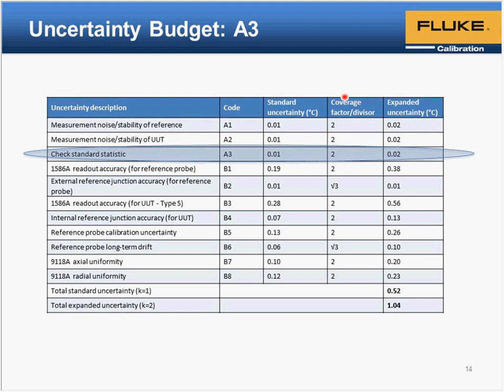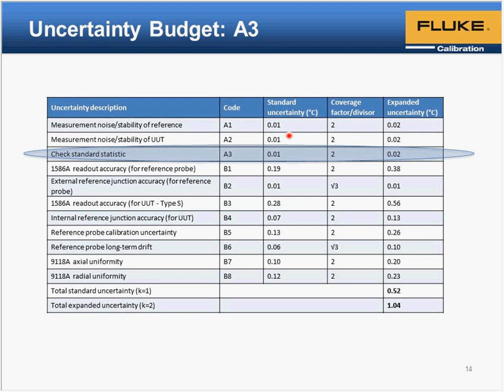Uncertainty experts may be scratching their heads a bit about the way we're expressing the numbers for measurement noise here in A1 and A2. Usually, measurement noise or standard deviation is just expressed at the one sigma level, but occasionally I do see laboratories express it at 2 sigma or 2 standard deviations. Here we're showing both, but typically, in my experience, it's just k equals 1.